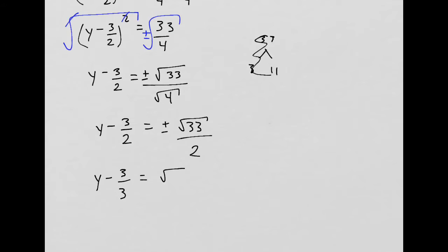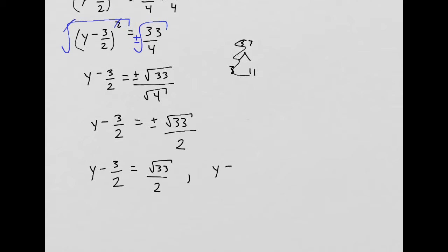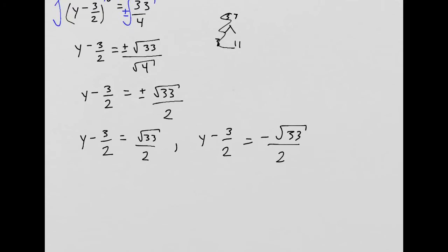Equals the positive version, square root of 33 over 2. And, no. Why did I put a 3? I meant a 2 on the bottom. And then we take the y minus 3 over 2, y minus 3 over 2. We have that equal to negative square root of 33 divided by 2. And then I solve them each separately.